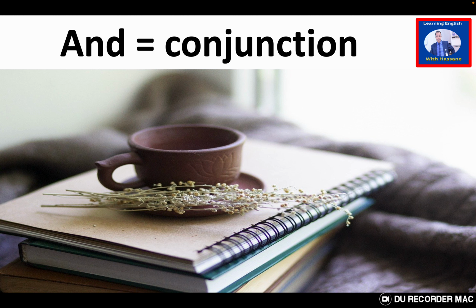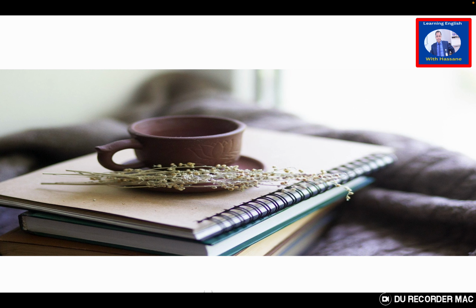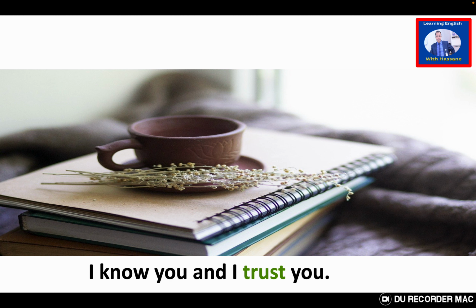And. So in grammar, it's called a conjunction. A conjunction is a word that helps us connect or coordinate or join two sentences or two words or two phrases. Let's see the example. I know you and I trust you. So I know you. I know your name, your country, your family, and I trust you. I don't have any problem to believe whatever you say to me.